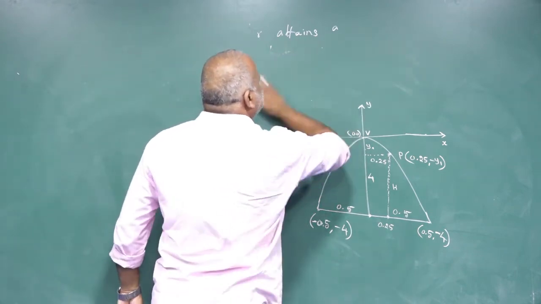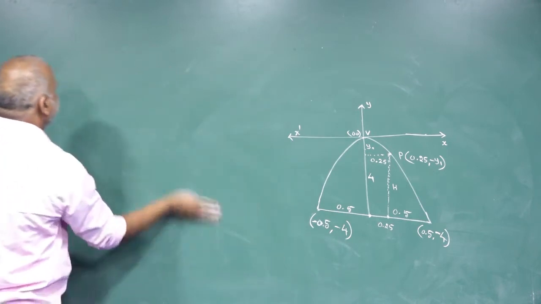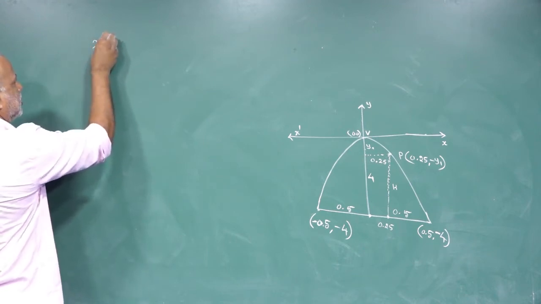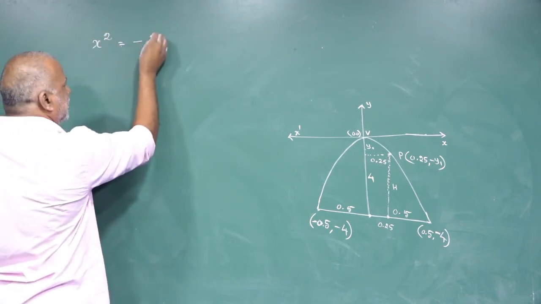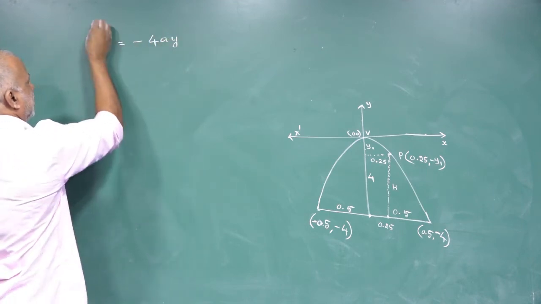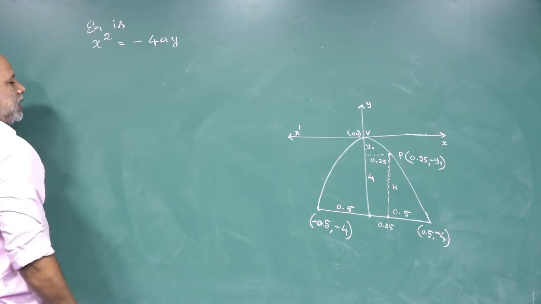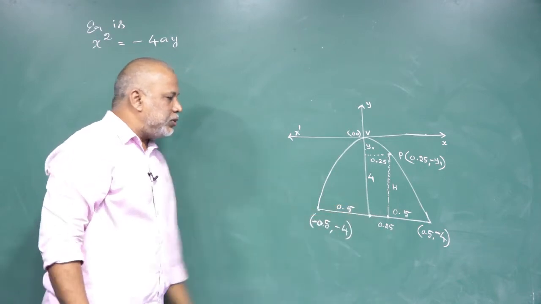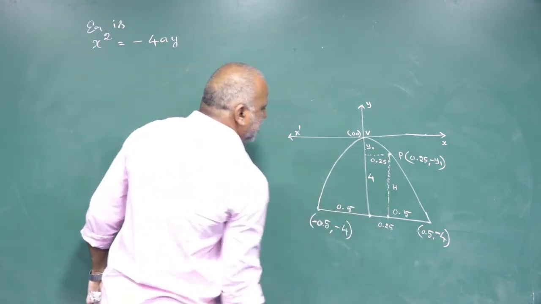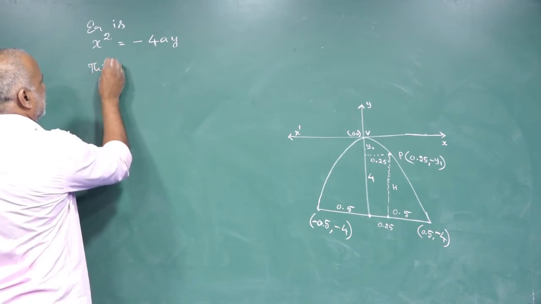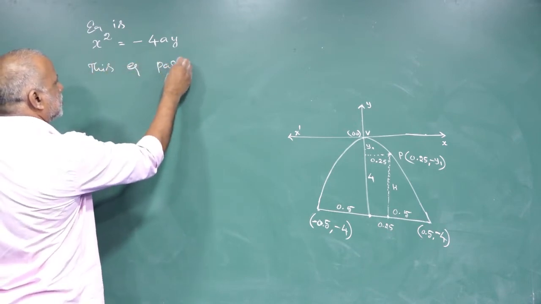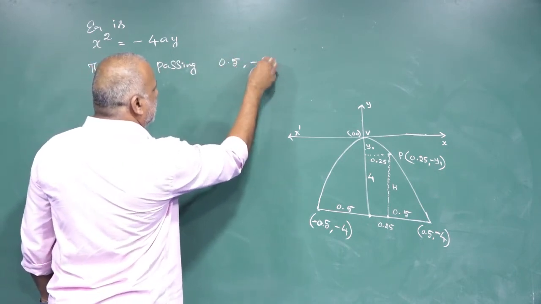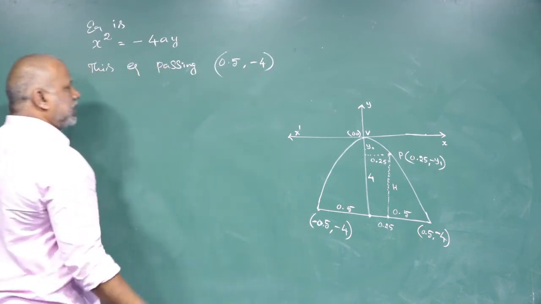Now we are going to select the type number 4 parabola. What is the type number 4 parabola? It opens down. So the equation of the parabola is x squared equals minus 4ay. Now we need to find the value of a. How are we able to find the value of a? Substitute the known value. Here see the known value 0.5 comma minus 4. This equation passes through the point 0.5 comma minus 4. You can use this point also. I already explained this one.